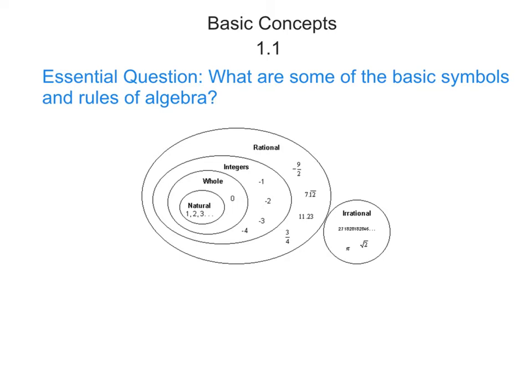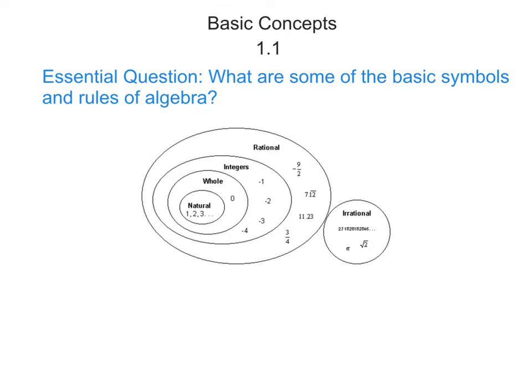Then finally we have a separate circle on the right, which are the irrational numbers like pi, the square root of 2, 2.718, etc. So this represents the irrational numbers. So all of this entire diagram here represents all the real numbers.